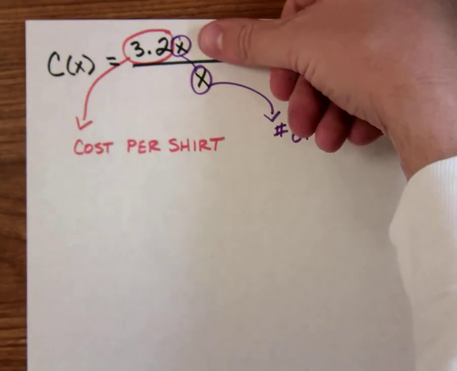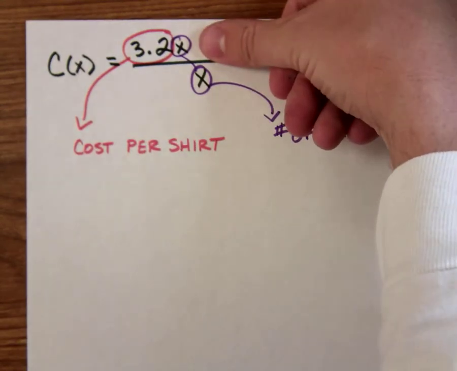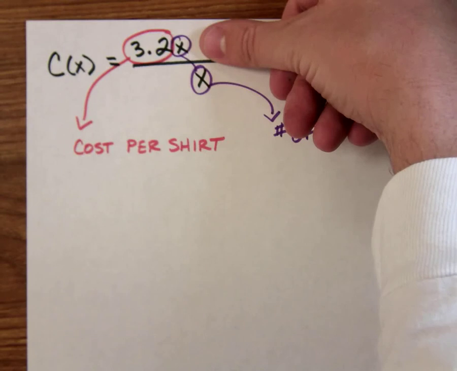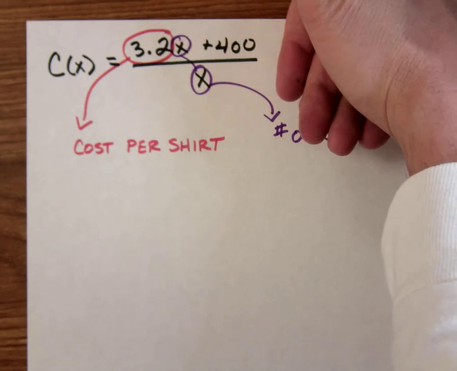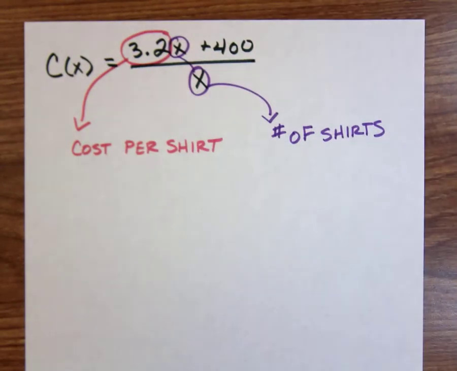Now, if you forget about this for a second, if you look at 3.2x divided by x, you're like, that's really stupid. 3.2x divided by x is 3.2. So the cost per shirt is $3.20. Duh, you just told me that. So what's the 400? What else do you need to screen print shirts besides a shirt and some ink?